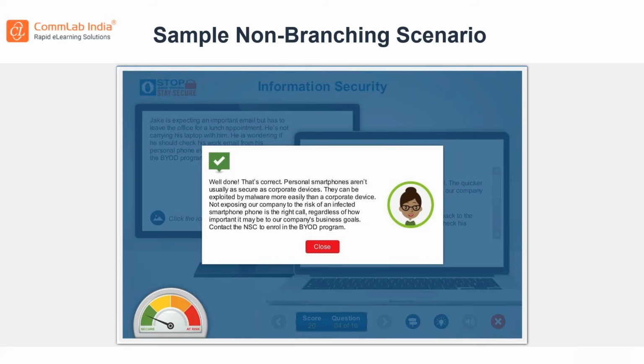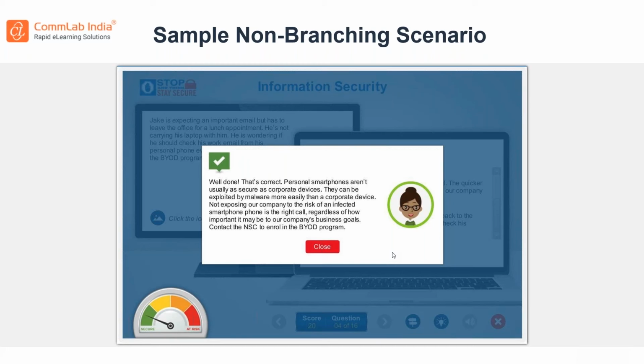So here is a sample non-branching scenario. It's a course on information security, and there is an employee who's left his workstation unattended and then goes on. And as you can see, once the learner selects their option, the feedback gives them a lot more information about the situation and why their choice was correct. And likewise for the incorrect choices.